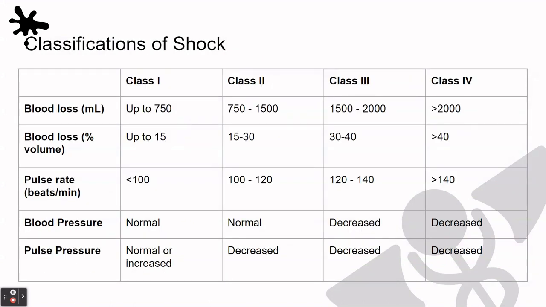So talking about bleeding out, let's talk about classifications of shock. Blood loss class 1 being the least amount, up to class 4 being a lot. In class 1, you're talking like 750 milliliters, up to 15%. I'm not going to review each of these individually because that would get pretty boring.